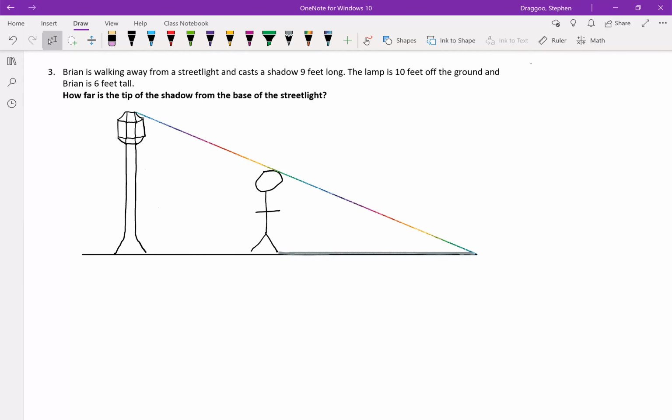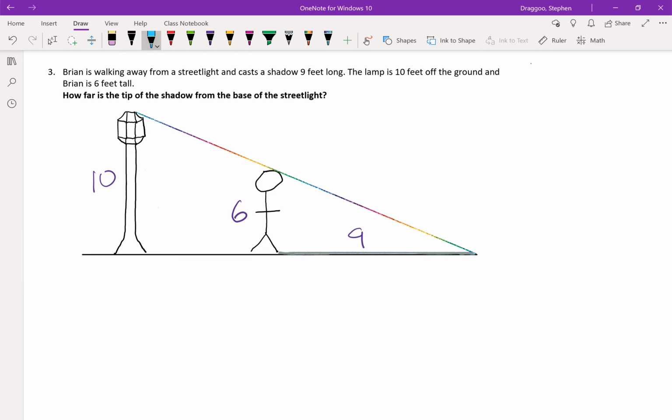So, go through and label some of the things that we were told at the beginning. We know that Brian is 6 feet tall. I'll put a 6 right there for Brian's height. He's that little stick figure. The lamp is 10 feet off the ground, so I'll put a 10-foot label over here on my lamp. And then also, I know that my shadow is 9 feet long. So this distance between Brian and the tip of the shadow is 9 feet.